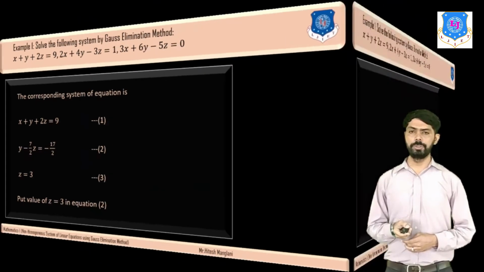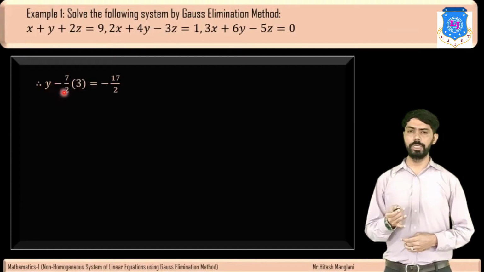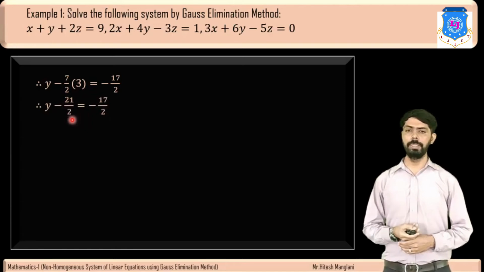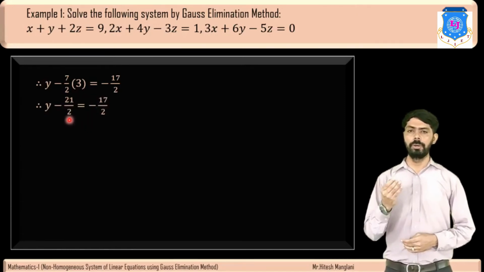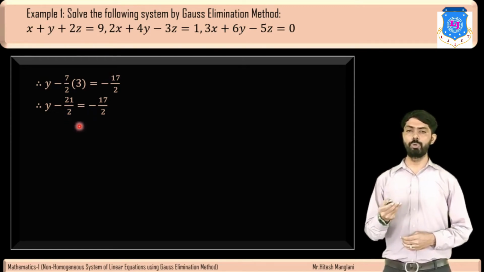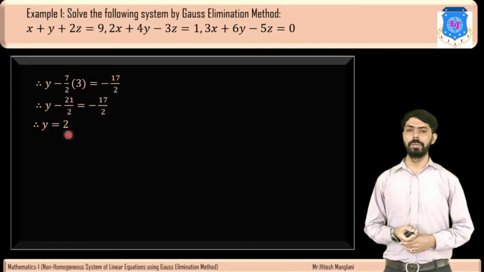If we put z is equal to 3 in equation 2, then it will be y minus 7 divided by 2 into 3 is equal to minus 17 divided by 2. If we simplify this, then it will be y minus 21 divided by 2 is equal to minus 17 by 2. So here y will be minus 17 by 2 plus 21 divided by 2, so 21 minus 17 whole divided by 2. It will be 4 divided by 2, so it will be 2. So the value of y is 2.